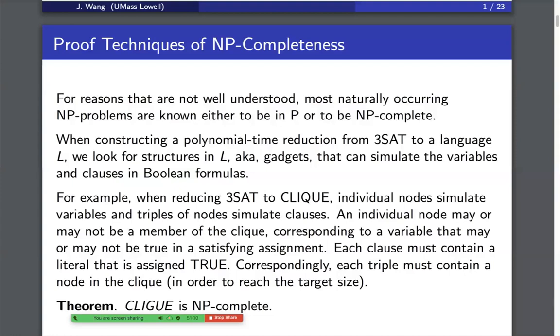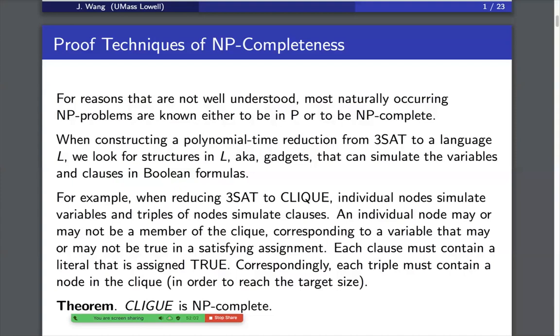Okay, so here the first sentence is interesting. For reasons that are not well understood, most naturally occurring NP problems are known either to be in P, which means you can find a deterministic polynomial time Turing machine to solve it, or they are NP complete, right? So either P or NP complete. There are some problems that we don't know are in P, but we also don't know whether they are NP complete, but they are NP problems. Okay, so there are a few of those. But for the most part, they are either in P or NP complete.